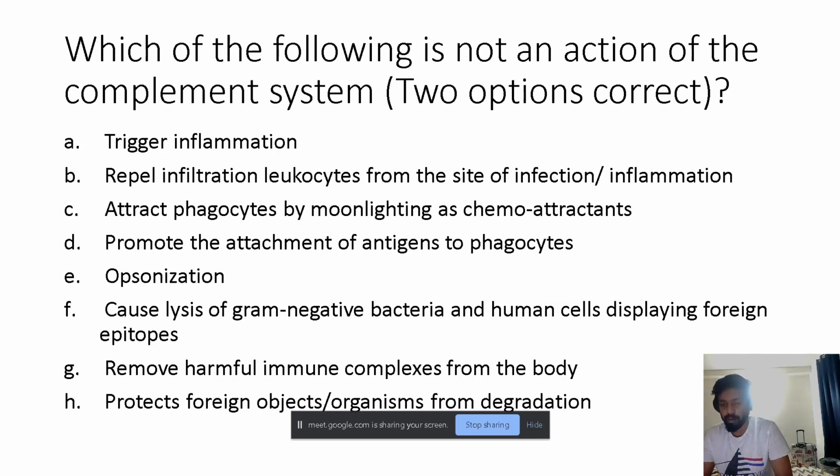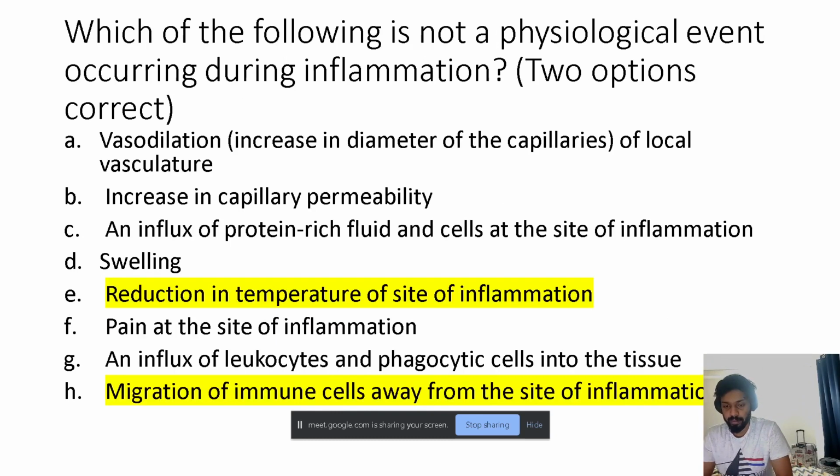So they're asking which is not an action. Does the complement system not trigger inflammation? Sir, I missed the previous question. Can you show me the answers?